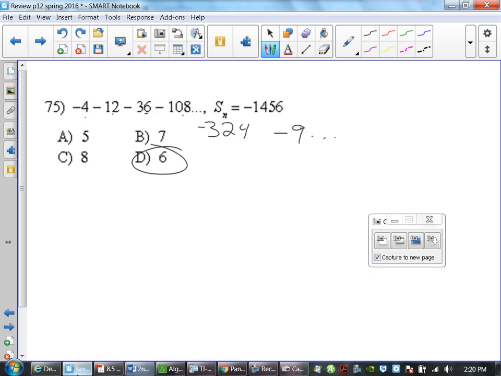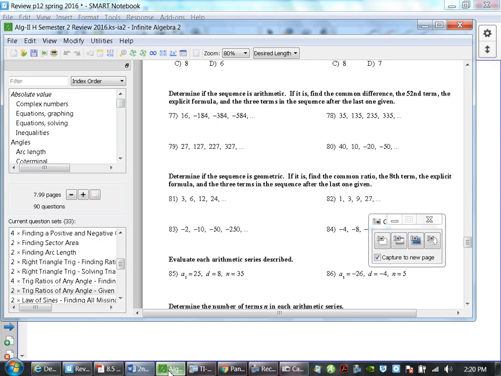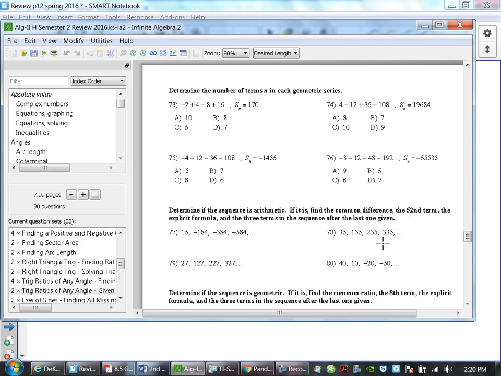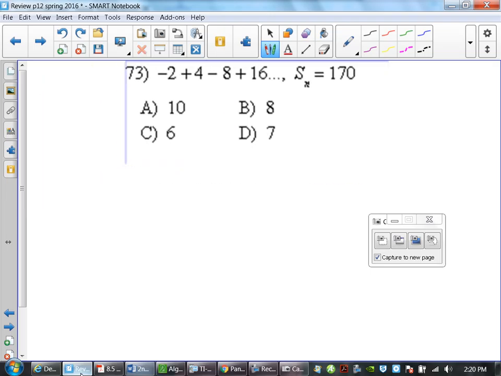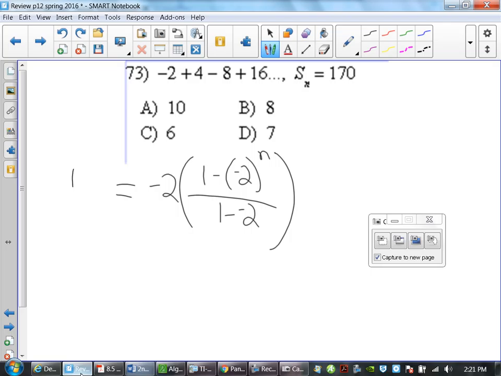So for 73, it'll be like odd, using negative stuff, so like n has to be 7. Or am I thinking this wrong? Well, let's look at it. For 73, we want to figure out how many terms we have to add up to get to 170. They're alternating. We have alternating signs. Our rate is -2, because my first term is -2, so it'll be -2 times 1 minus the -2 to the n over 1 minus -2. And it has to equal 170.